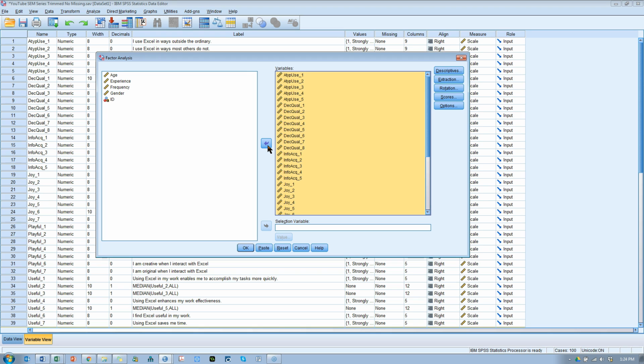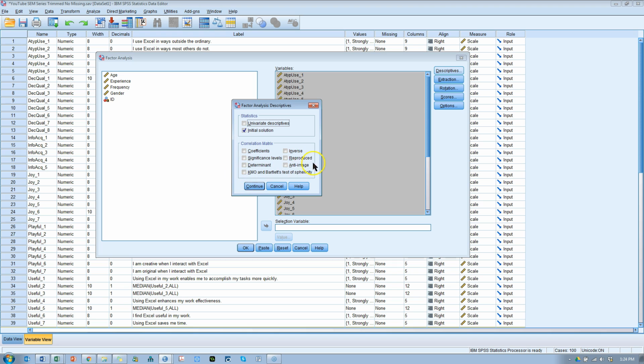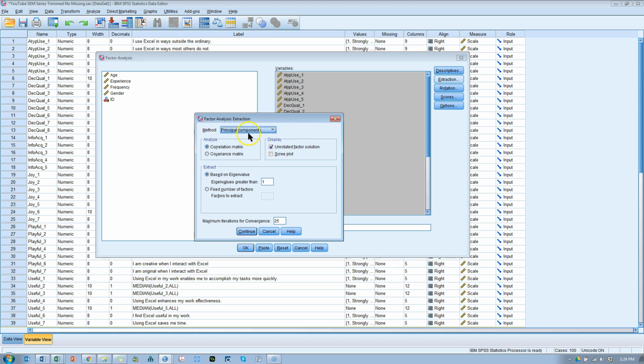If you're not sure what reflective versus formative means, please refer to my YouTube video called Formative versus Reflective Measures in a Factor Analysis. I think it's called that, something like that. Okay, throw these all over. Descriptives, I've done this many times before. Reproduced, KMO, continue. Extraction, I like to use maximum likelihood. Why? Well, that's the same algorithm that Amos is going to use when we do the confirmatory factor analysis.